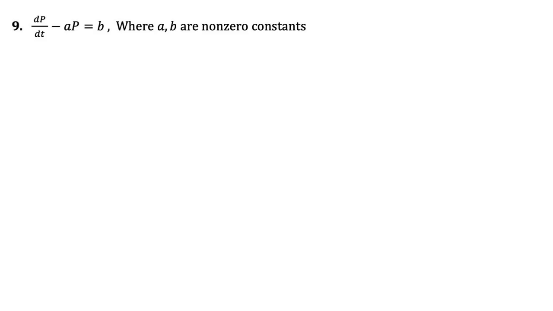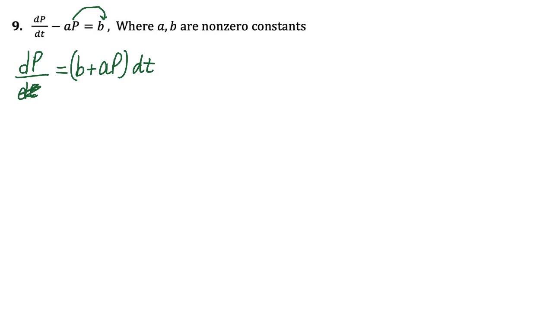Okay, number 9. Again, separating our variables, we need to separate dp and dt. So as far as dp, we're going to keep that on one side, and I'm going to move this over to the other side. So I have dp over dt is equal to b plus ap, and then we're going to move our dt up. So I'm going to put times dt.